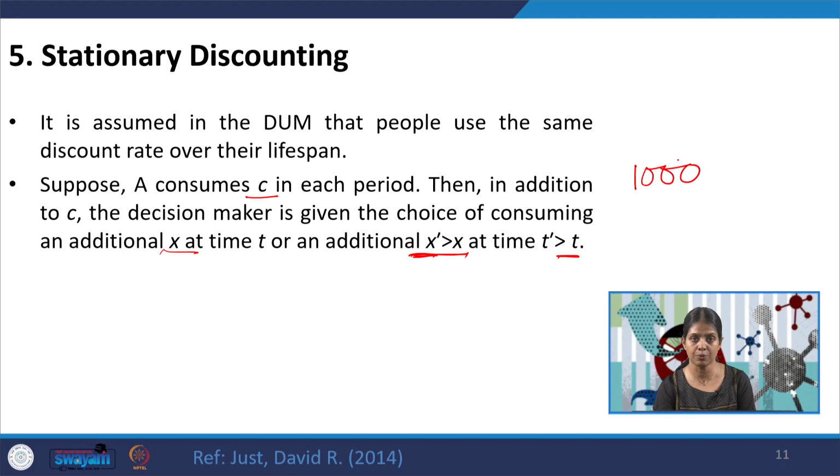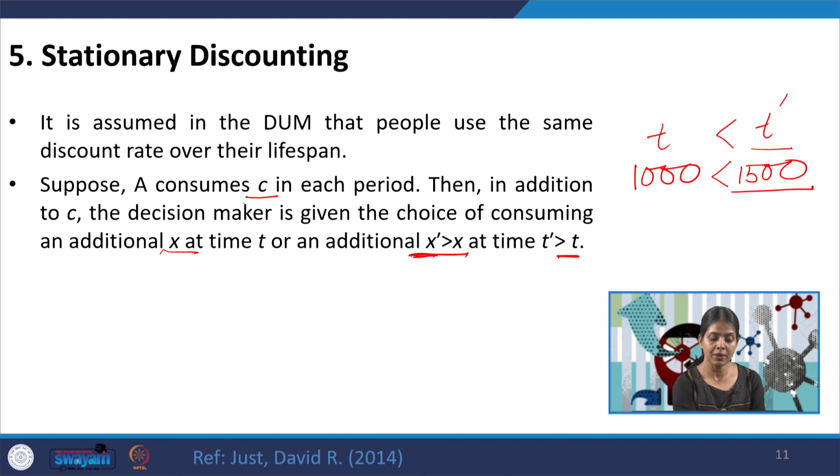It is easy to measure, and this is in period t, and in period t prime, which is greater than period t. In the sense, if period t is tomorrow, then t prime could be the day after tomorrow, and I am offered an amount which is like 1500. So the amount is larger, the time period is later. Alongside my existing consumption, these are offered to me.